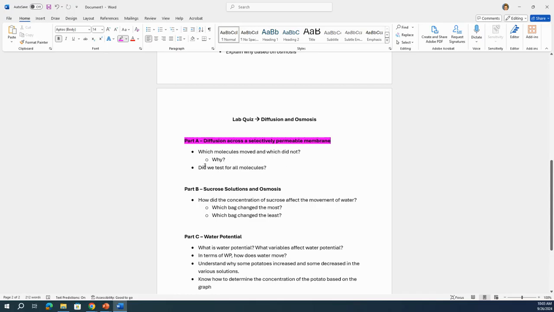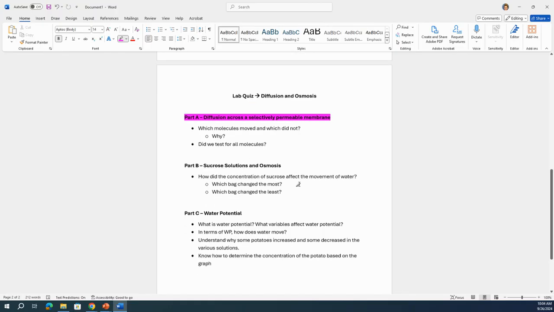Now, did we test for all molecules? Technically, the answer to that is no. There was one substance that we did not test the movement of in part A, okay? So just be familiar with the idea of which molecules moved and which ones didn't, but we did not technically test for all molecules. And so some were able to easily pass through the bag, and we were able to identify that through color changes, and some molecules were not able to pass through that dialysis tubing.